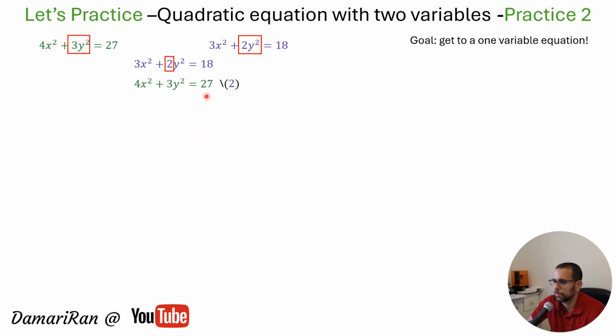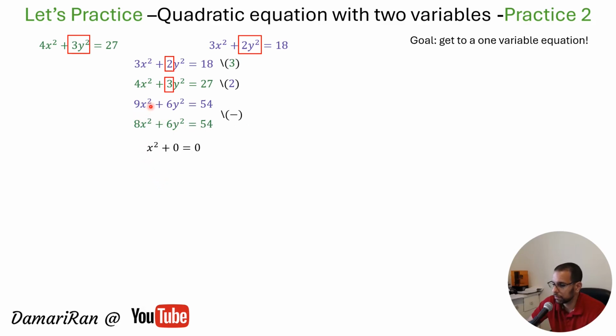If I multiply the green equation by 2, like I have here, and the y factor, I'm going to get this, and if I multiply the purple equation by 3, which I get from here, I'm going to get this. What's special about that is now I have 6y squared here and here, which means I can do some addition and subtraction to get to a single variable equation. So let's subtract this equation from this equation.